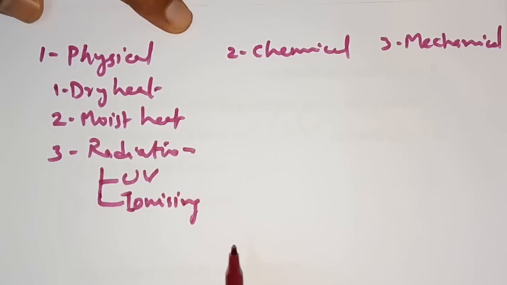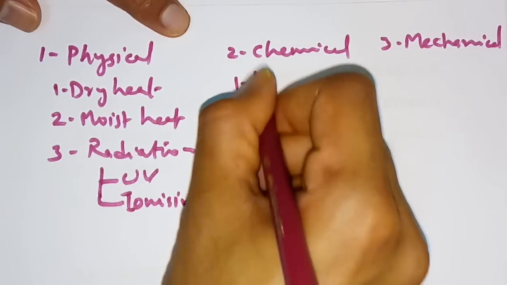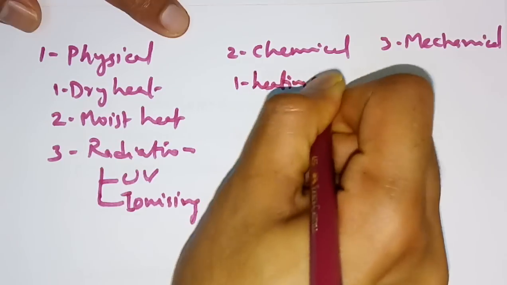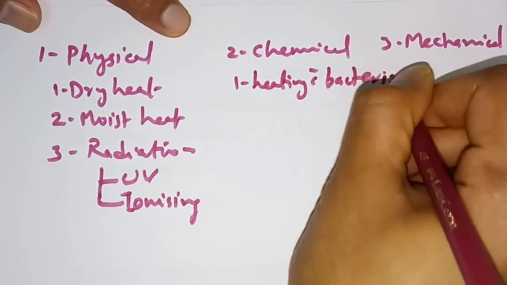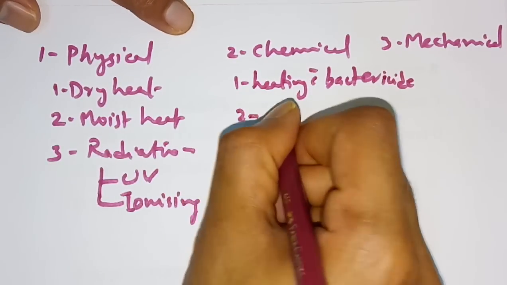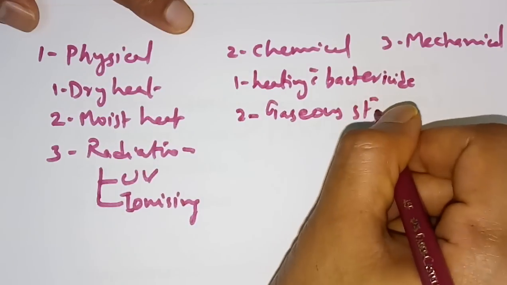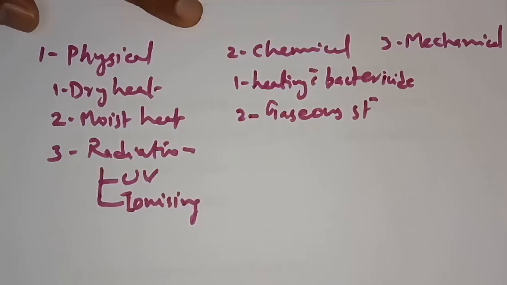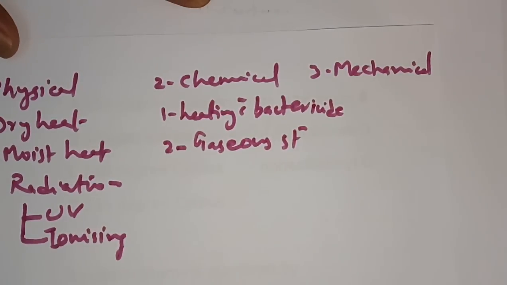The second option, chemical method. In chemical method, sterilization by heating with bactericide. The second option for this chemical method is gaseous sterilization, like ethylene oxide, then formaldehyde.